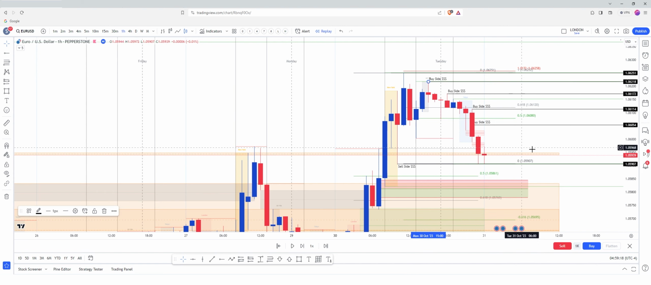as well. So if we're looking at this, the two levels of buy side that I've highlighted on the 15-minute time frame are probably not that significant in all fairness.